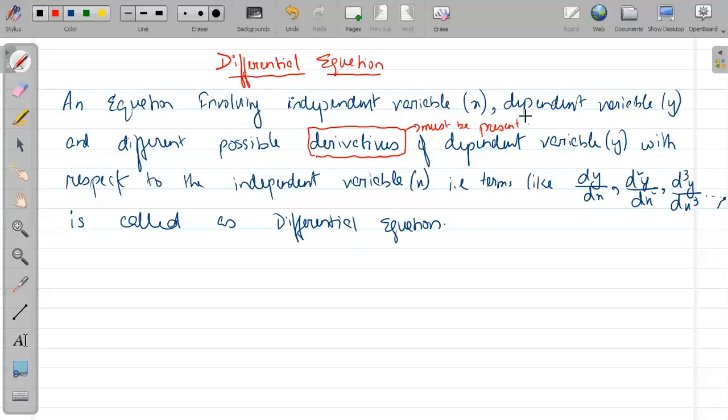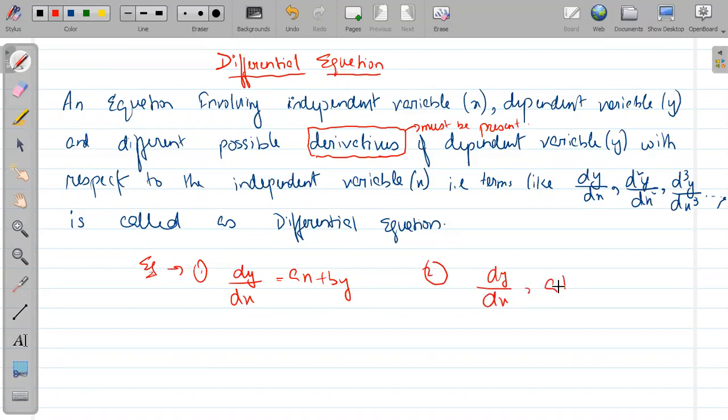Are you getting my point? So here I am taking some very basic examples. Suppose dy by dx equal to ax plus by, or some different example, like dy by dx is a tan y minus b cos x. This is also a differential equation. Yes, any trigonometric or different type of functions can be introduced. 3 d square y by dx square minus 2xy, yes, it is also a differential equation.